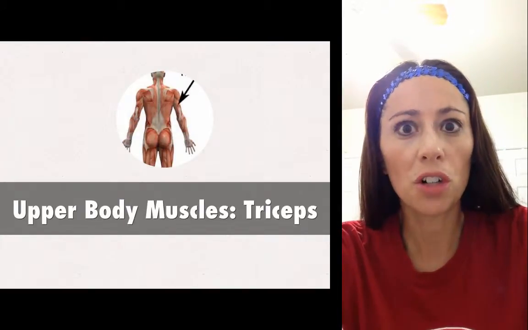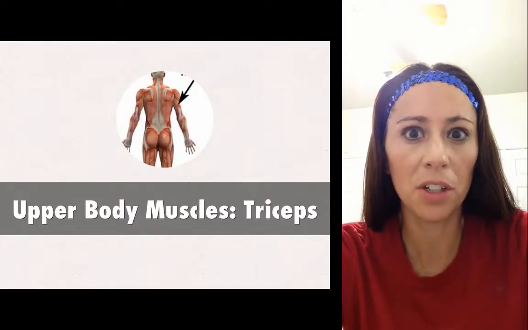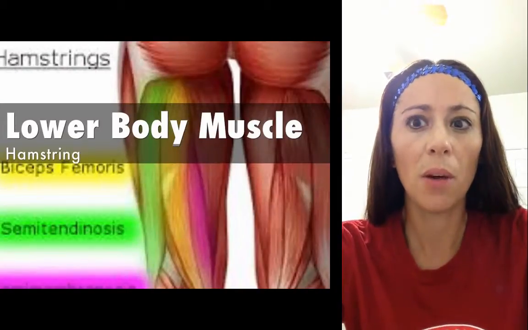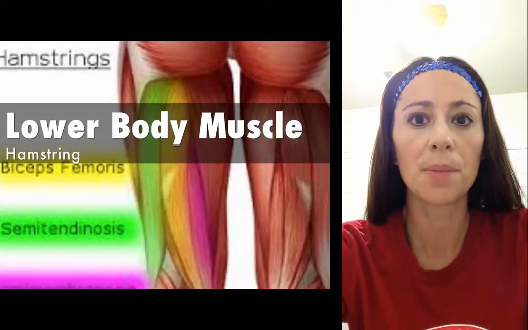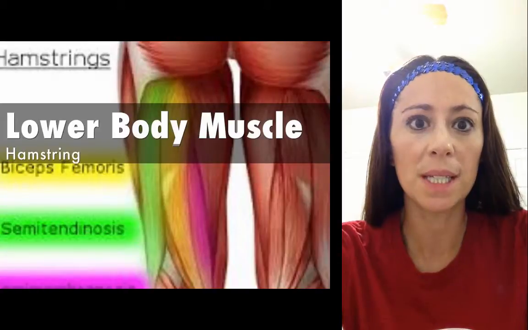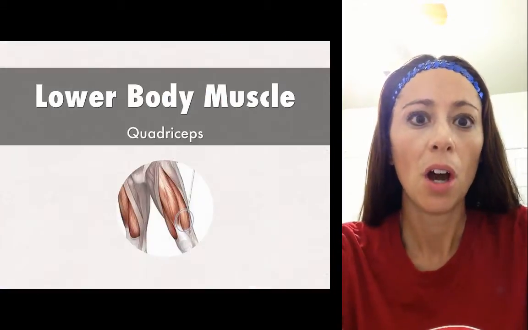Tricep. It's a large muscle at the back of the upper arm. The origin is the scapula and humerus, insertion is the ulna, and the innervation is the radial nerve. Now we have our lower body muscles. The hamstring are the muscles on the back of a person's thigh. The origin is the pelvis and femur, insertion tibia and fibula, and the innervation is the sciatic nerve.